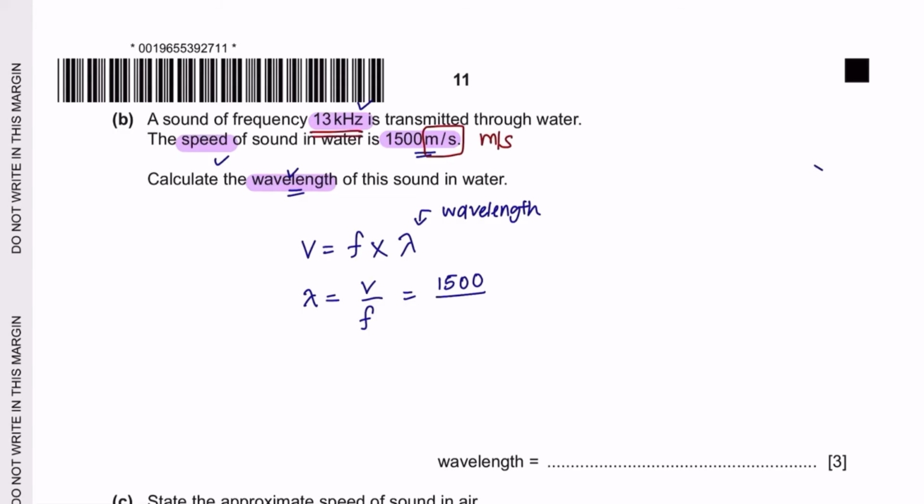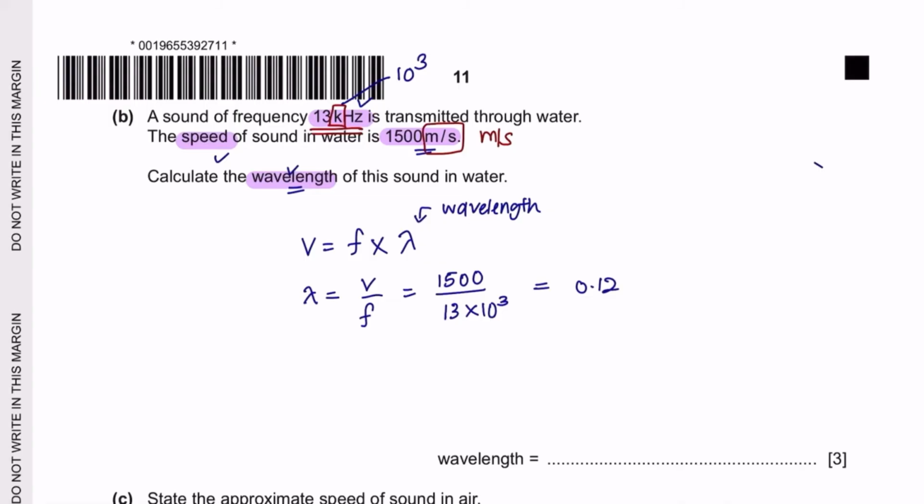However, the frequency given here is in kilohertz and we have to convert this to hertz. Kilo means times 10 to the power of 3. So it will be 13 times 10 to the power of 3 hertz. And the wavelength that we will obtain is 0.12. And the unit here would be meters.